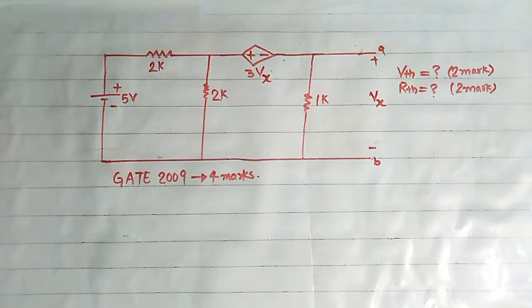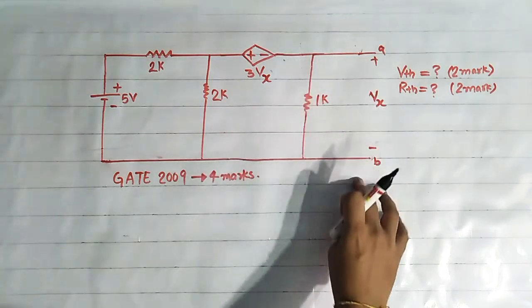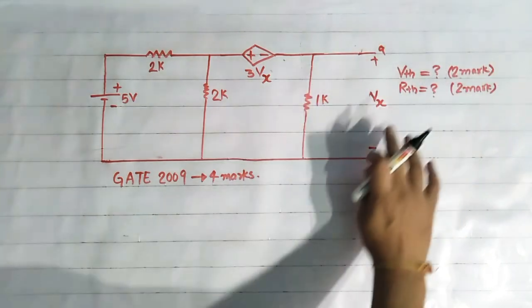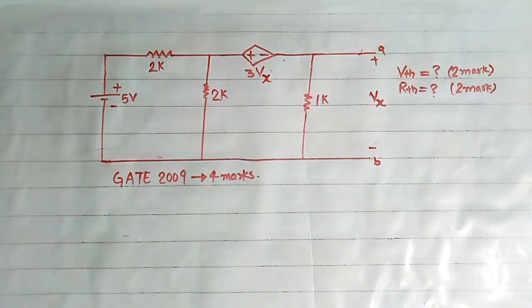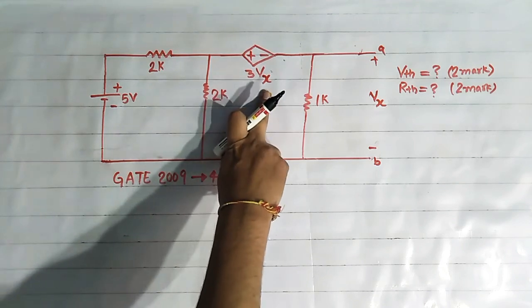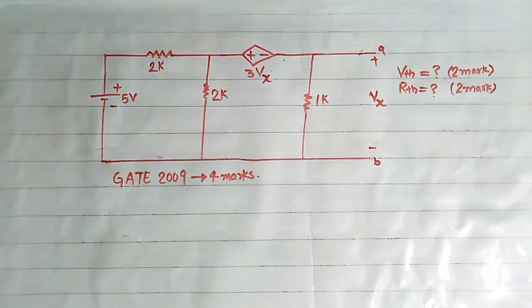Now see this question that has been asked in GATE 2009 for 4 marks. Here we have to find VTH and RTH across these terminal AB. VTH is for 2 marks and RTH is for 2 marks. In this circuit, this is a dependent voltage source which depends upon the voltage through this terminal AB.